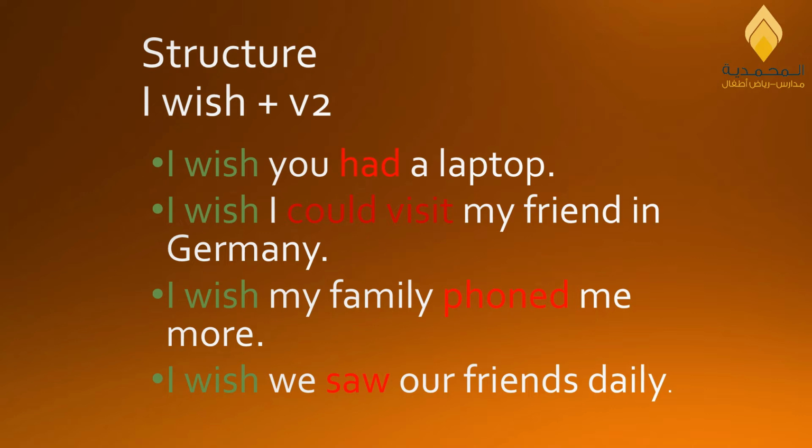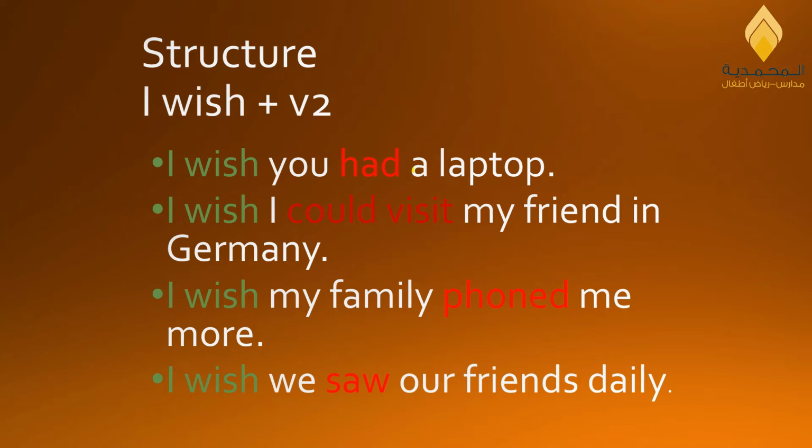Now, let's look at some examples. I wish you had a laptop. You start your sentence with I wish, and after that you add the situation or the thing that you wanted to be different. Like, in this case, you had a laptop. That means you don't have a laptop, but you desire to have one. So you want the situation to be different. As you can see, the verb is in the past simple. Had is the verb 2 of the verb to have.